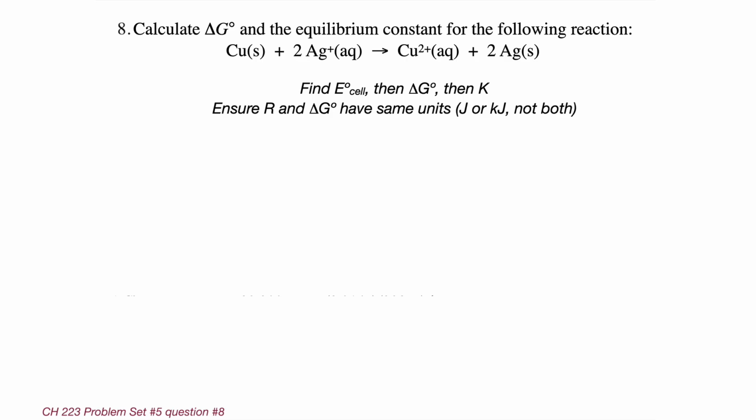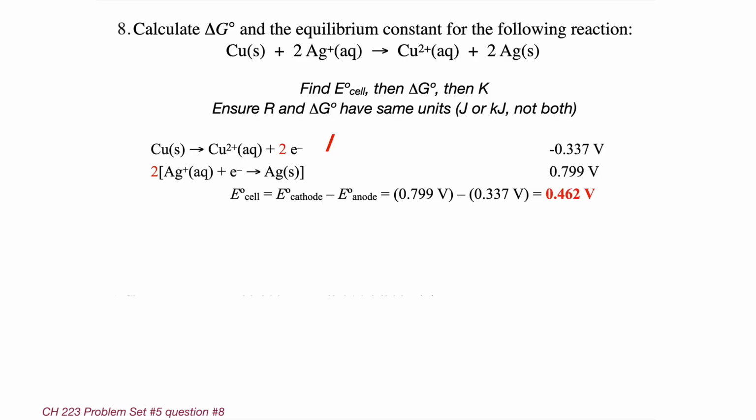One thing to make sure is that R and delta G have to have the same kind of units. Remember that R is 8.3145 joules per mole Kelvin, and delta G is often in kilojoules per mole. So just be careful of that. That's the only kind of tricky thing about these.